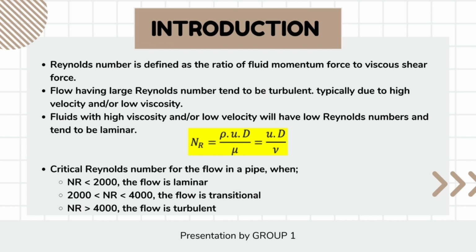So how do we differentiate each flow? The Reynolds number has a critical value for flow in a pipe. When the Reynolds number is lower than 2000, the flow tends to be laminar. When the Reynolds number is between 2000 and 4000, the flow is transitional. And lastly, when the Reynolds number is larger than 4000, the flow tends to be turbulent.